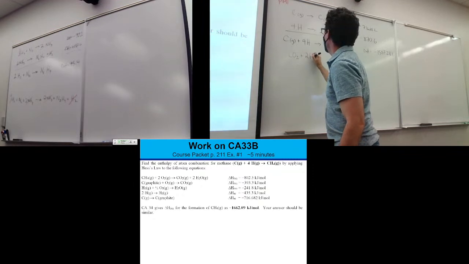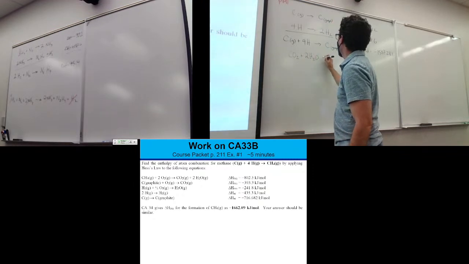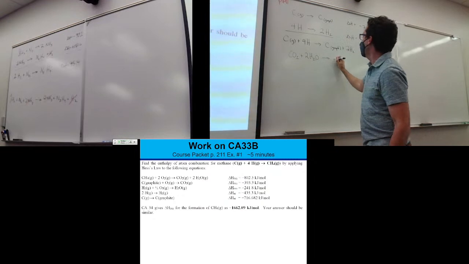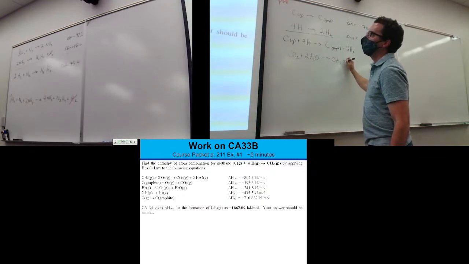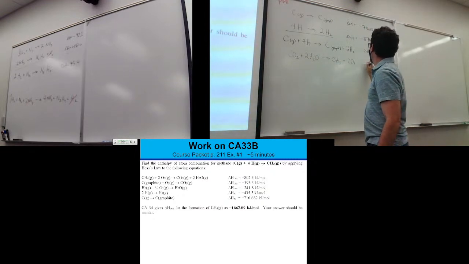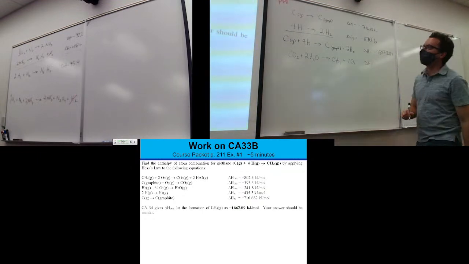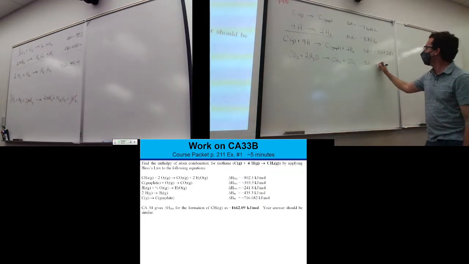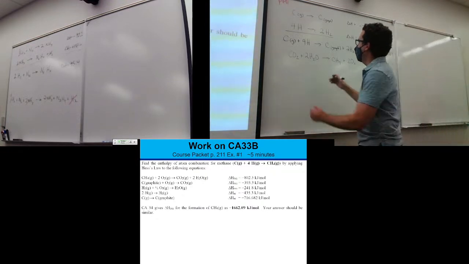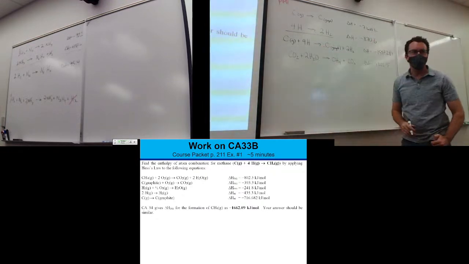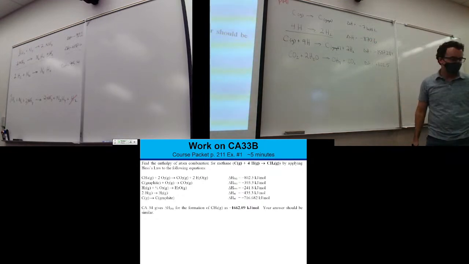CO2 and 2H2. Remember, I'm reversing that top reaction. It goes to CH4 and 2O2. And since I reversed the reaction, we're going to reverse the delta H. So it's a positive 802.5. And I'm going to merge this with the previous equation. Add it together.